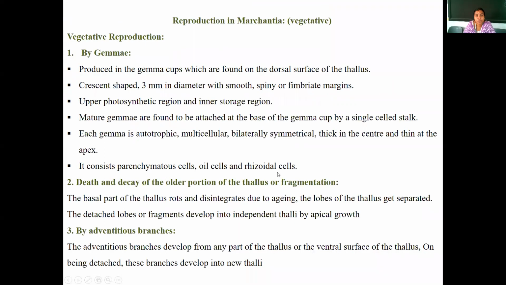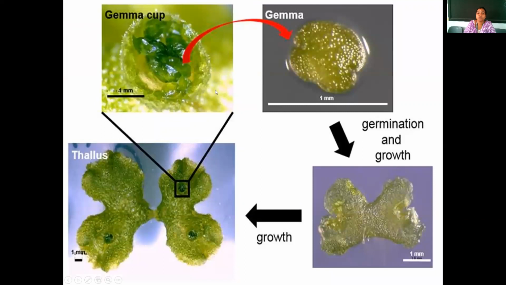Then moving on to reproduction in Marchantia. Here we are going to talk about the vegetative mode of reproduction. Vegetative reproduction takes place by three modes. I'll go into the diagram directly. The first mode is the gemma cup. Gemma cups can be found all over the dorsal side of the thallus.